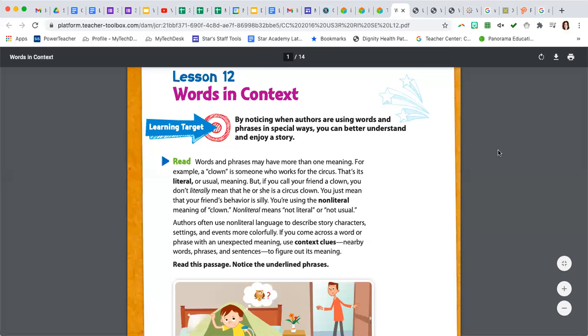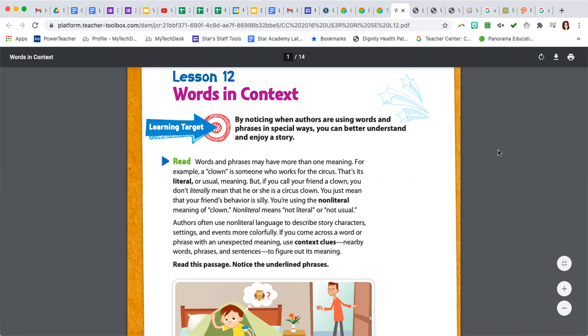Hi, everyone. All right, so this week we are going to take a closer look at the content in Lesson 12, Words in Context. We're going to be reading selections about nature and learning how authors use language in different ways to describe what the characters see and what they feel. We're going to take a closer look at what we call literal and non literal meanings.